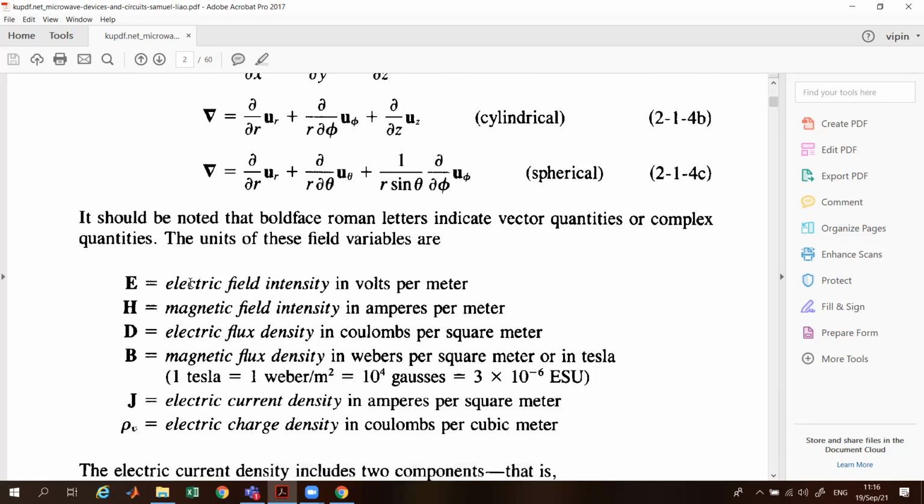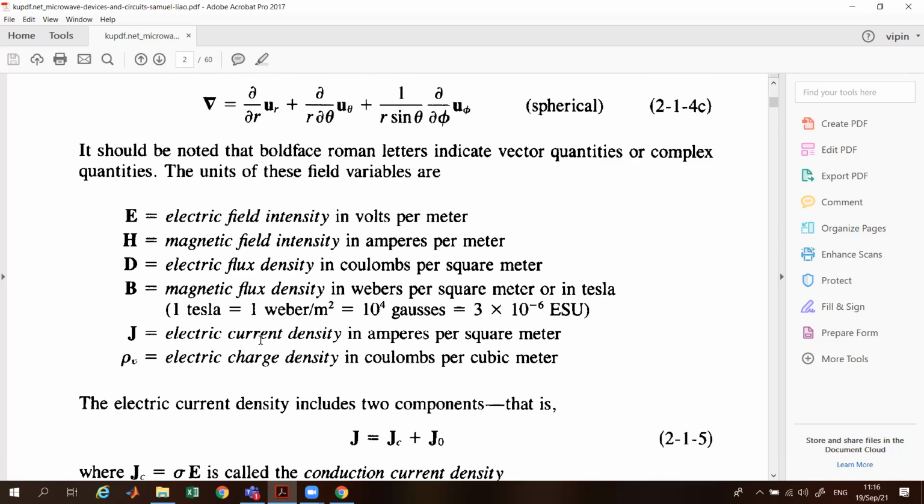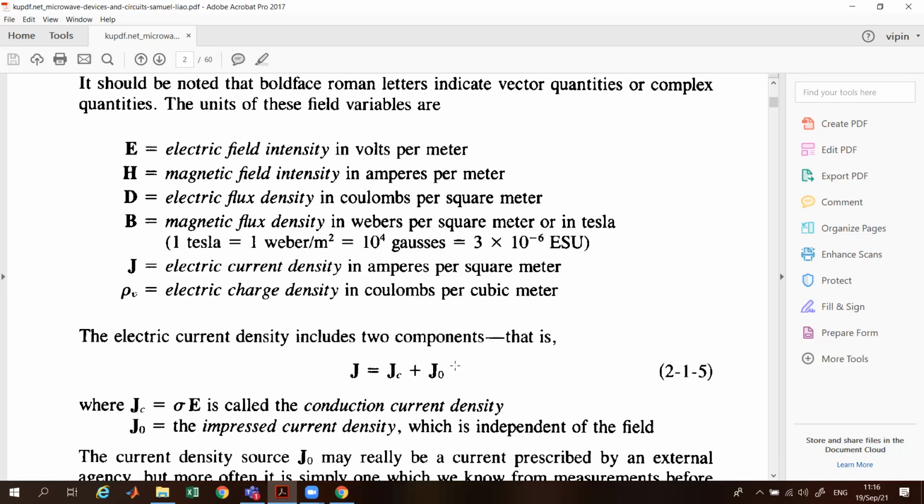The E vector is your electric field intensity, defined in volts per meter. The H vector is your magnetic field intensity in amperes per meter. D is your electric flux density, in coulombs per square meter. The B vector is your magnetic flux density in Webers per square meter or in Tesla. The relation between Tesla and Gauss is equal to this. The J vector is your electric current density in amperes per square meter. Rho v is your electric charge density in coulombs per cubic meter.